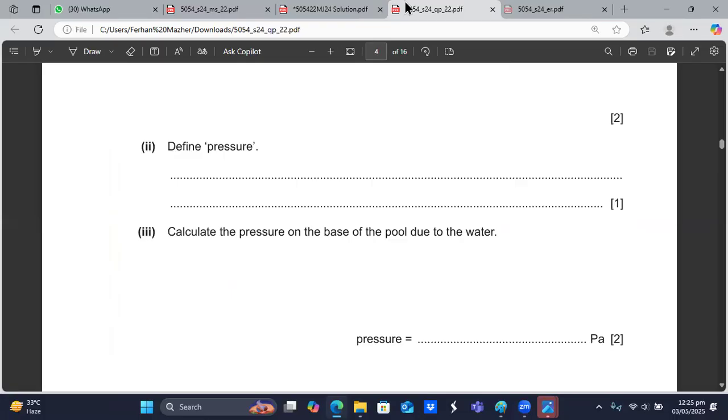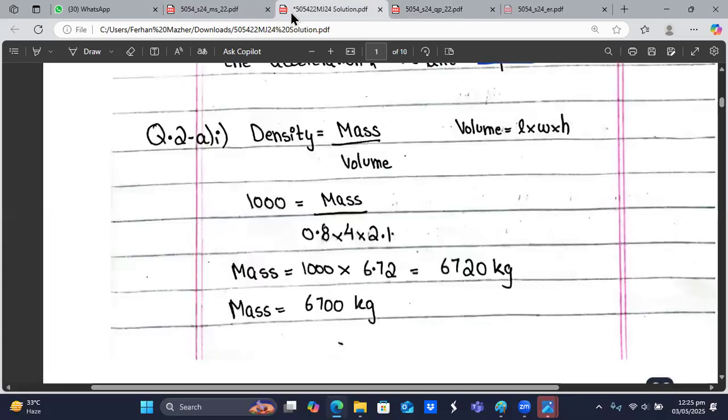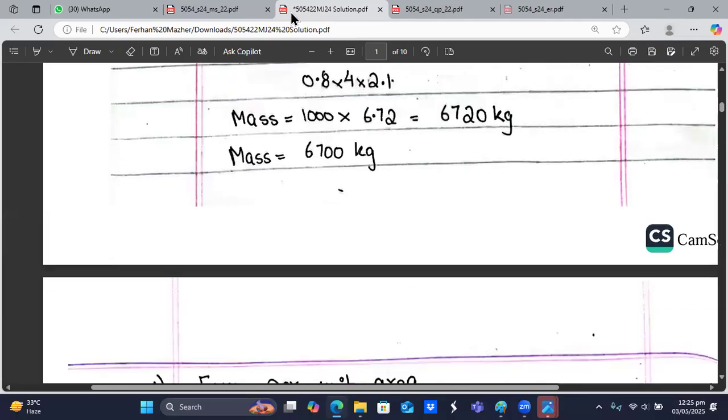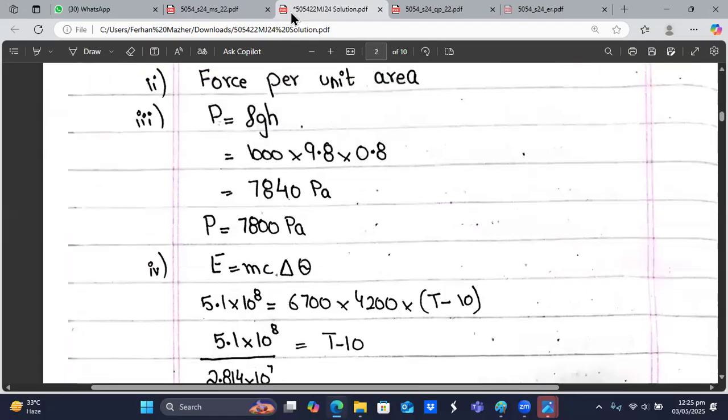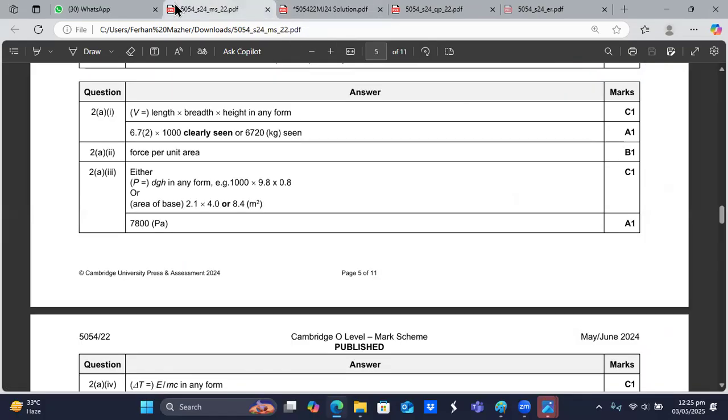The second part says define pressure. You know the pressure is the force exerted per unit area, or force divided by the area. This is a very simple definition, and a famous question also. So force per unit area is called the pressure.